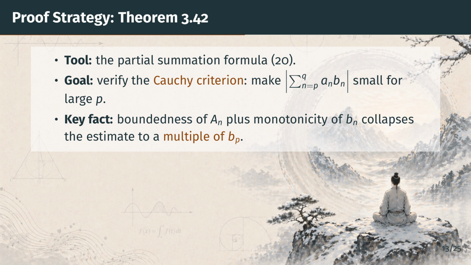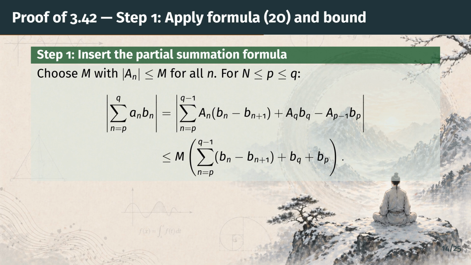Let's carry it out. Step 1. Since the partial sums are bounded, choose a constant capital M, with the absolute value of capital A sub n at most capital M for every n. Now apply formula 20 to the tail sum and take absolute values. Every capital A appearing is bounded by capital M, so we factor capital M out.